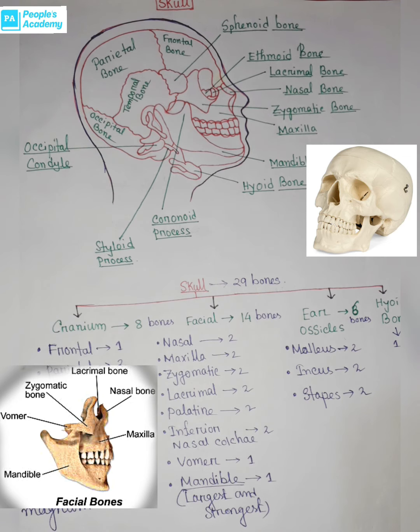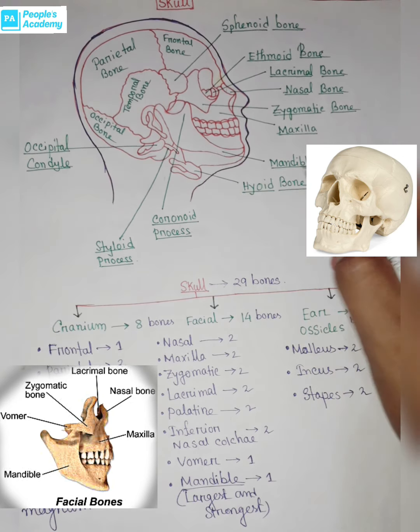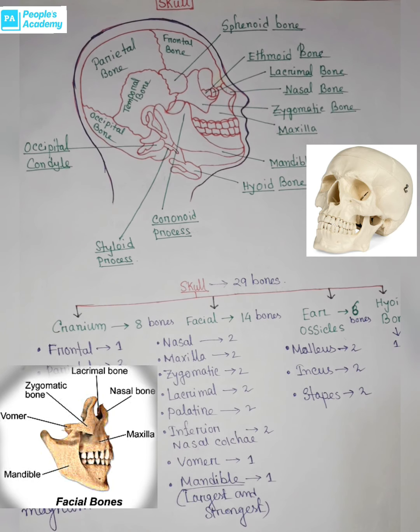Guys, remember these things. The mandible is actually the lower jaw. Okay? The mandible is the lower jaw. And remember, this point is very important: the mandible is the largest and strongest facial bone.